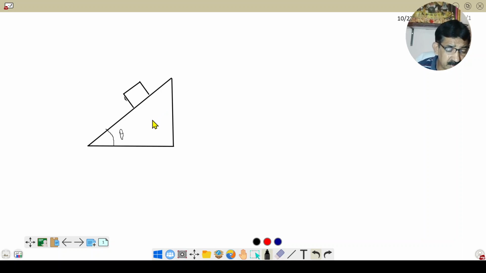Now, before discussing the problems related to inclined plane, we have to discuss a bit about the vector property of a force. Suppose this is a force F, and it represents a 10 Newton force along this direction. And this is the horizontal direction, and this is the vertical direction.